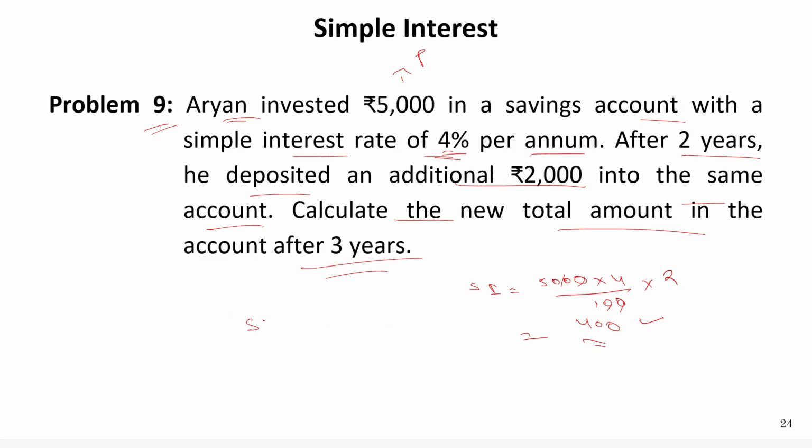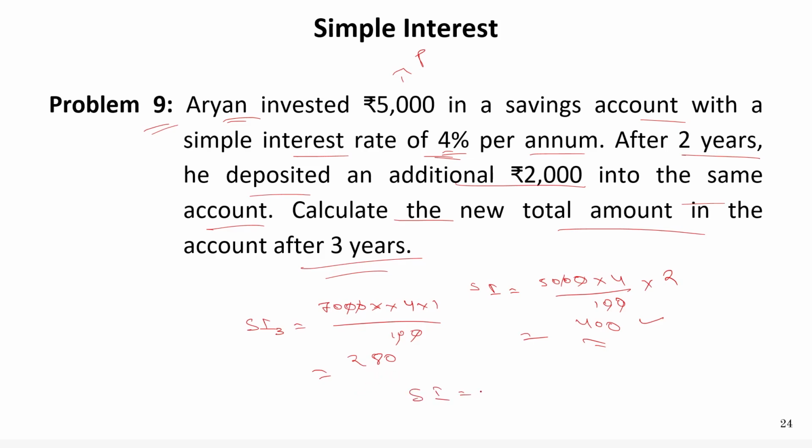So now the SI for the third year is equal to what? 5000 plus 2000, that is equal to 7000, because the new amount invested is 7000 for the third fiscal year. So it will be 7000 into the rate, that is 4, into T equal to 1, whole by 100, right? By cutting the zeros out, 70, so 240, 280. So 280 is the answer for the third year.